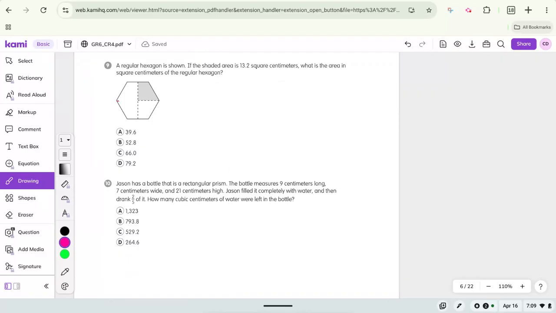If I draw another dashed line right here, hopefully you see that there are 4 congruent segments here. We are told that this area is 13.2. That must mean that all 4 of these have an area of 13.2. So if I want the area of the entire hexagon, I can just take the number 13.2 and multiply it by 4. And if you do that, you're going to get 52.8. And that is the area of the entire hexagon.